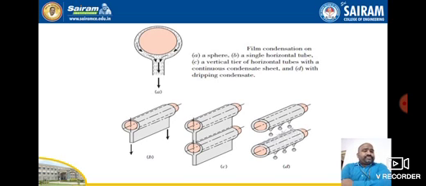Next is film condensation on different geometry objects. One is a sphere and single horizontal tube, a vertical tier of horizontal tubes with continuous condensate sheet, and the last one is dripping of condensate. These are all film condensation at various geometries. Students, based on this theory we can solve the problems. In the heat transfer data handbook, there are some correlations given for boiling and condensation. So we have to refer to them and solve the problem.